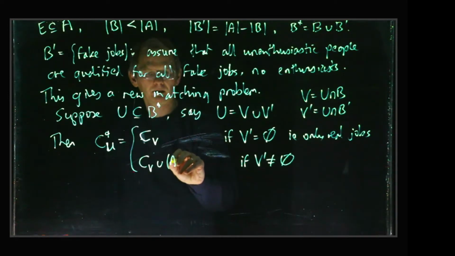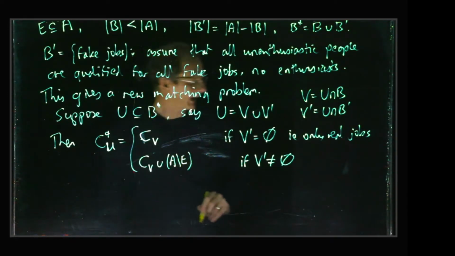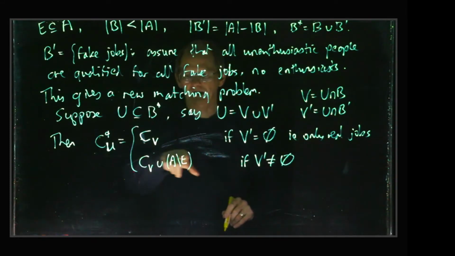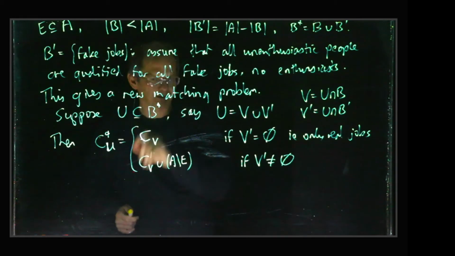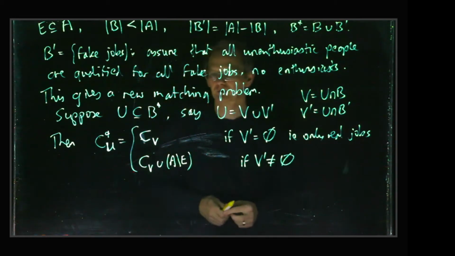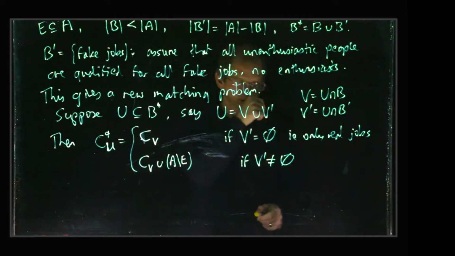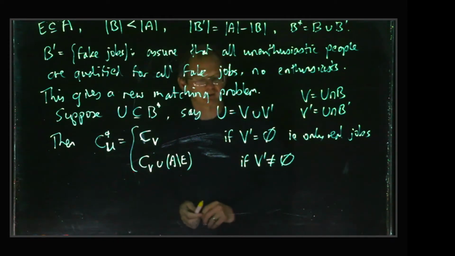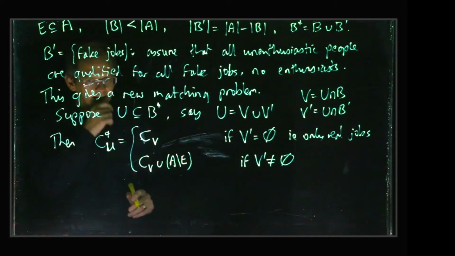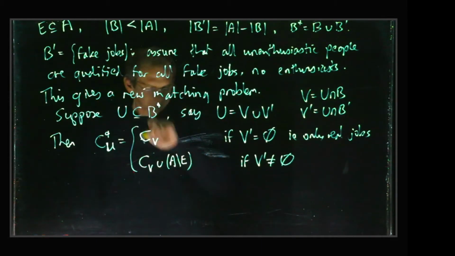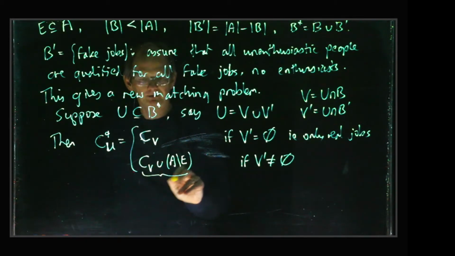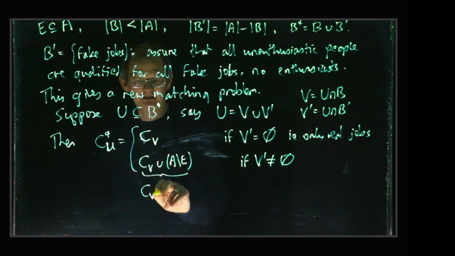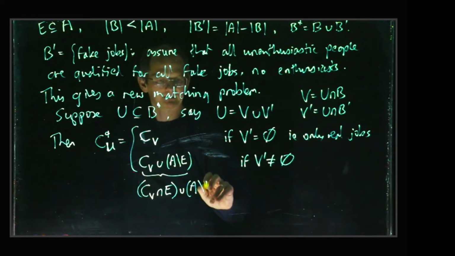A less E, that's the set of unenthusiastic people. So that's our candidate set now. We've got the CV. These are the people who are genuinely qualified for the real jobs, and then there's the unenthusiastic people who are qualified for the fake jobs, because we've got at least one fake job in our set U. Okay. But then we can write this in a slightly different way. Let's just rewrite this a tiny bit differently. This is CV intersect E union A less E.